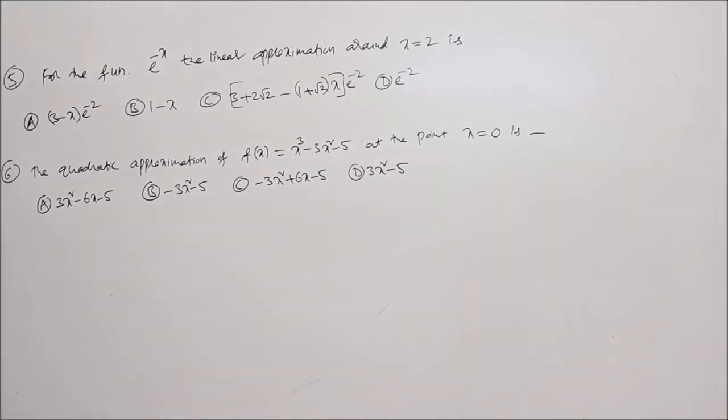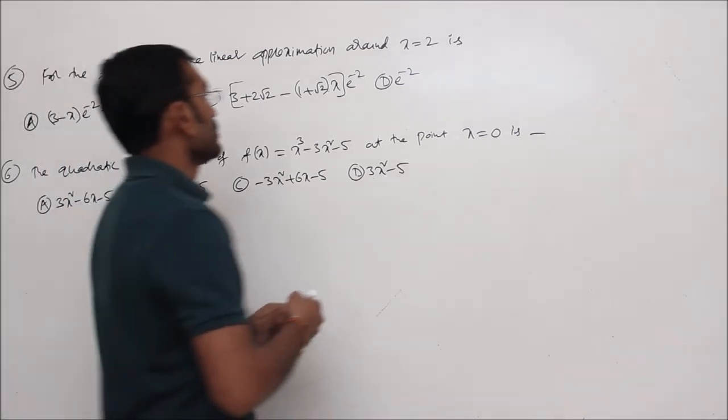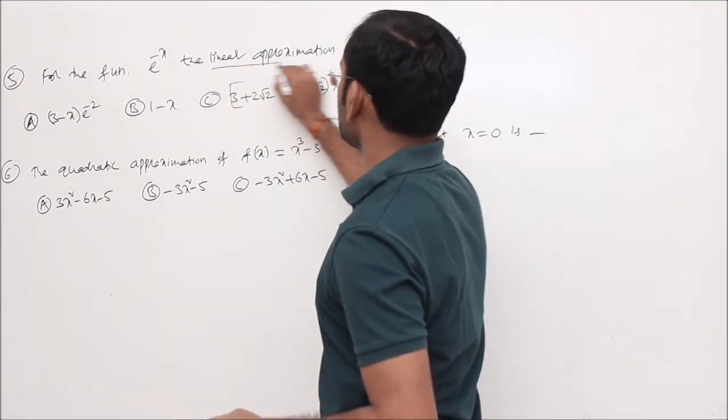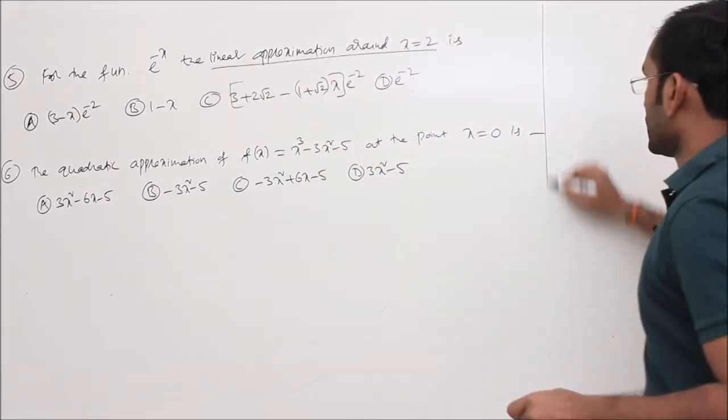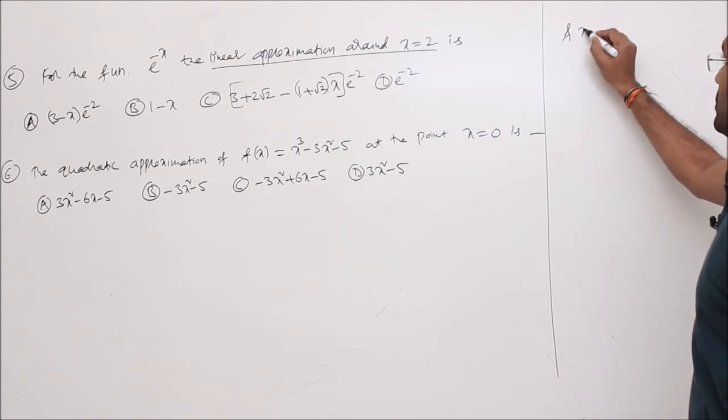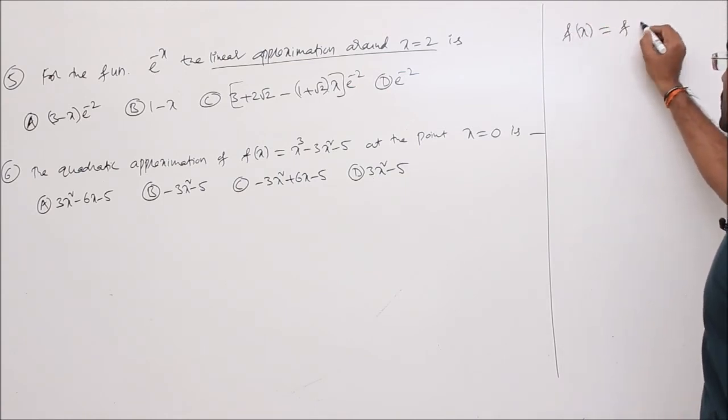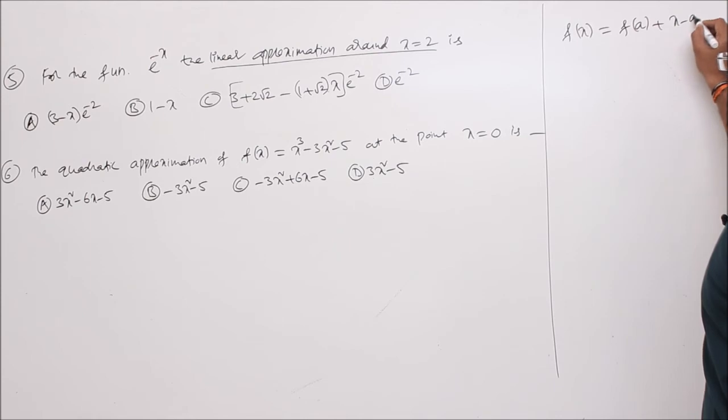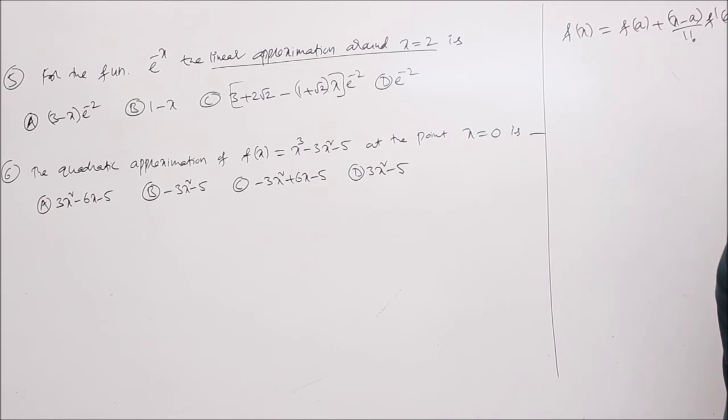For the function e power minus x, the linear approximation around x is equal to 2 is. See, what do you mean by linear approximation around x is equal to 2? If we consider the Taylor series about x is equal to a, f of x is equal to f of a plus x minus a by 1 factorial f dash of a plus x minus a whole square by 2 factorial f double dash of a plus x minus a whole cube by 3 factorial f triple dash of a plus and so on.